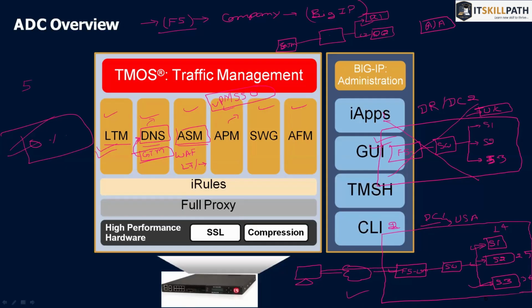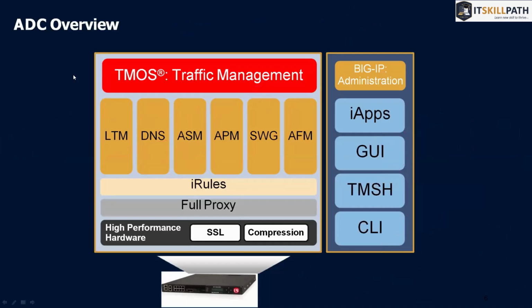Then application firewall manager, and then most probably TMOS. What is TMOS in F5? Traffic Management Operating System. Earlier F5 had only one operating system, now they have introduced another, F5 OS. The features would be the same, but F5 OS is more compatible with other platforms like Kubernetes and containers. It's only for compatibility that they have introduced the new operating system.